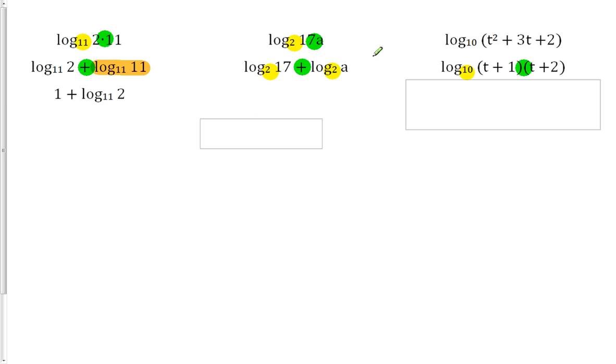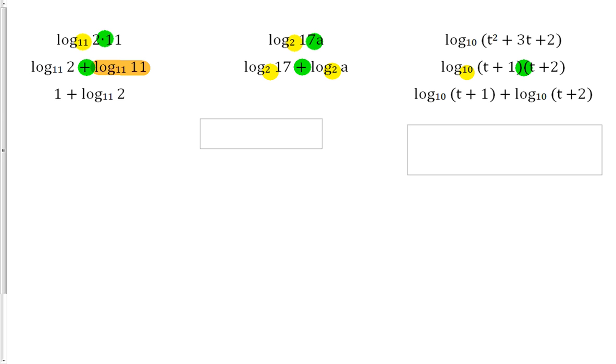We have a log base 10 that we're working with, so we're going to make sure that when we split it up, we have log base 10. And so log base 10 of t plus 1, that first term, plus log base 10 of t plus 2. Again, we never changed our base, and that multiplication became a plus sign when we split it into two logs.